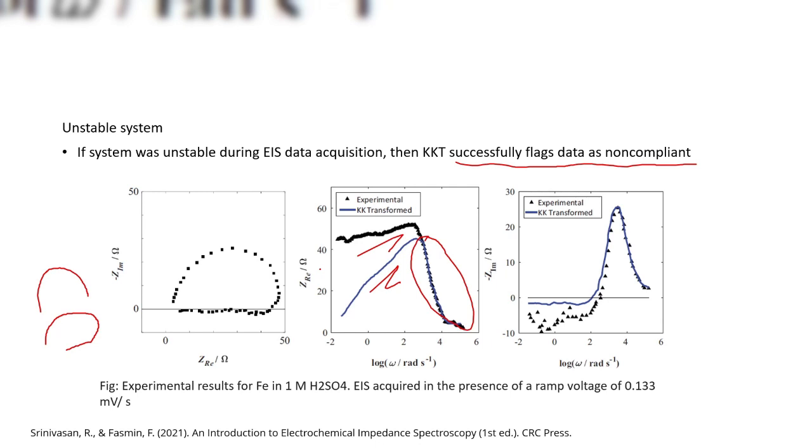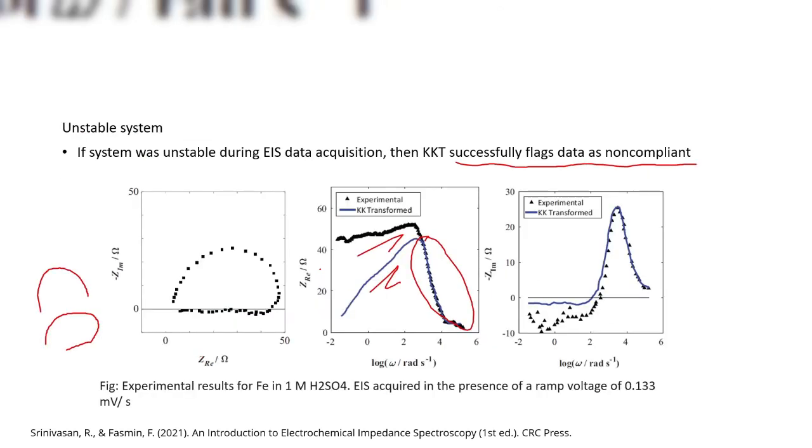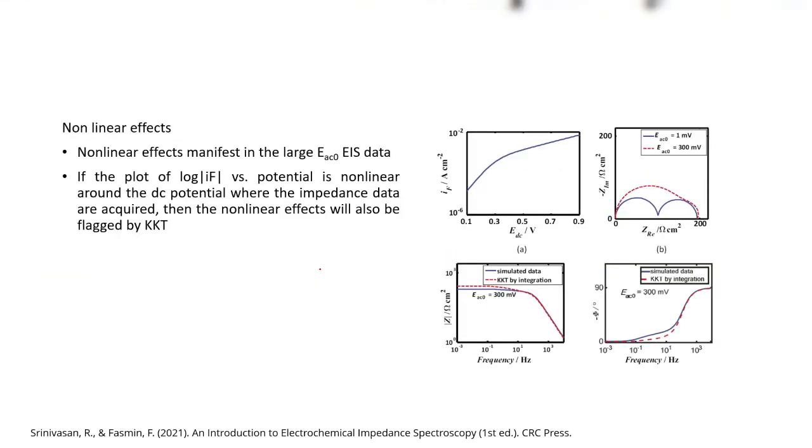Okay. So sir tried to explain in his lectures, through a few examples cited from the papers, whether the software will be able to flag it off as non-compliant or not. We saw the case of truncated data and the unstable system. Now the next case is nonlinear effect.